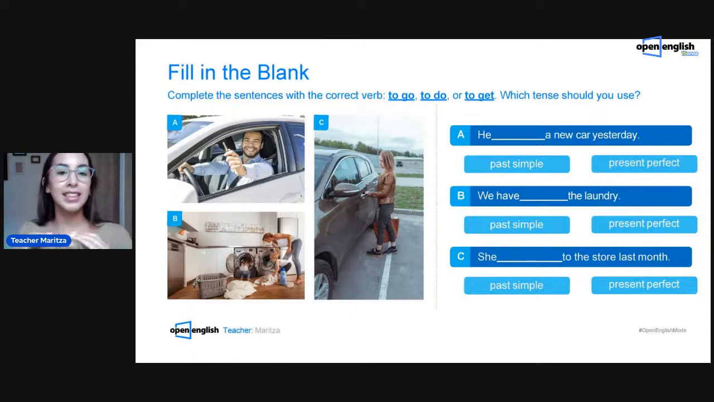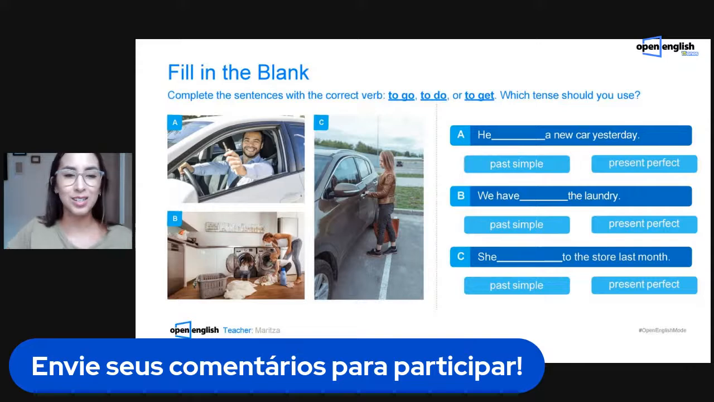A little fill in the blank. So we have three different verbs here. To go, to do, or to get. So we're going to put them either in past simple or present perfect. All right, ready to go? Remember, you can send your comments to participate.